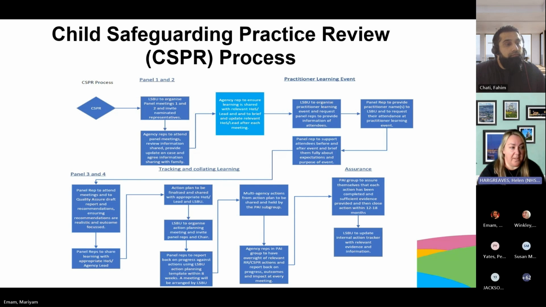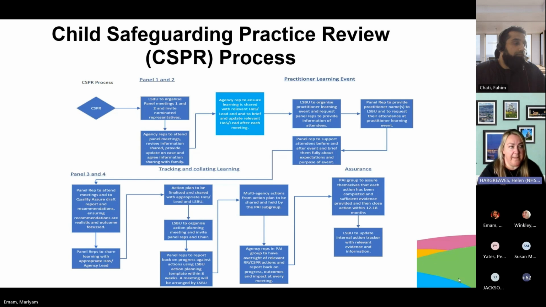Again, I need to reiterate the point that the practitioner learning event will not be there to attempt to apportion blame, to single out any individual practitioners or to be critical of any specific agencies. So we then move on to panel 3 and 4.